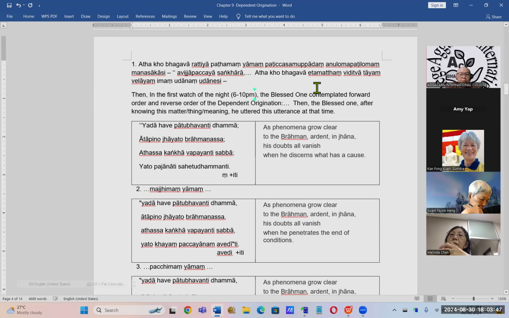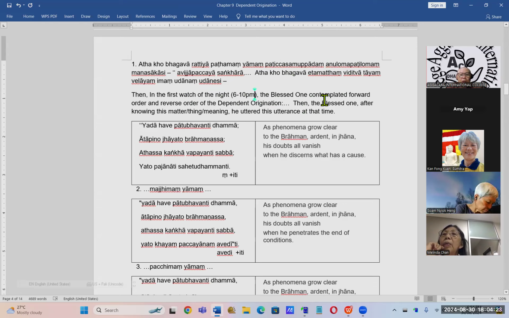So the Blessed One contemplated now. This one, manasākāsi. Manasi plus akāsi, so it's two words, contemplated. Anuloma is forward. Patiloma is reverse. So two-way. You can see in this paper, we also have the forward and the reverse: anuloma, patiloma, anuloma, patiloma. So forward and reverse order of the dependent origination, paticca samuppada.